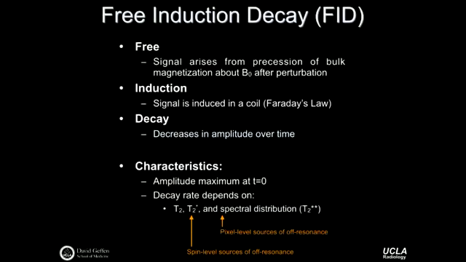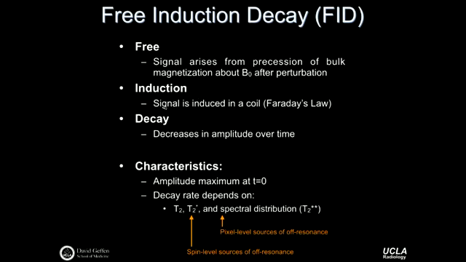Prior to understanding something about echoes, we need to talk about what's called the free induction decay. What's the free induction decay? Well, it's free because it's the signal that arises from the precession of the bulk magnetization about B0 after perturbation. So after some RF pulse, the bulk magnetization just freely precesses. We know that. We've looked at these equations pretty carefully so far. And it's precessing specifically in the laboratory frame. If we go to the rotating frame, we sort of demodulate that frequency.